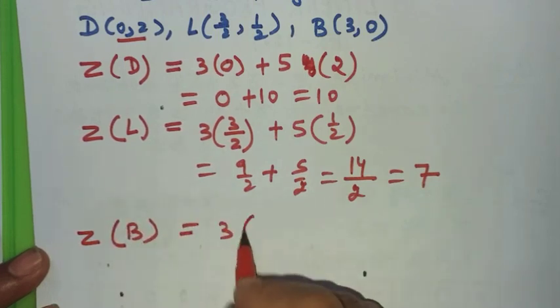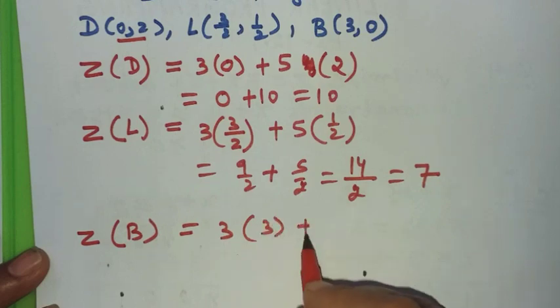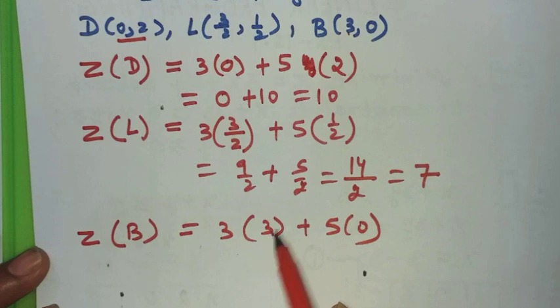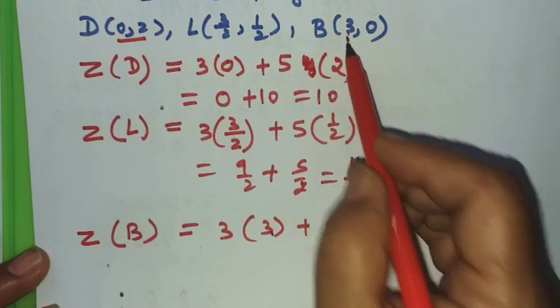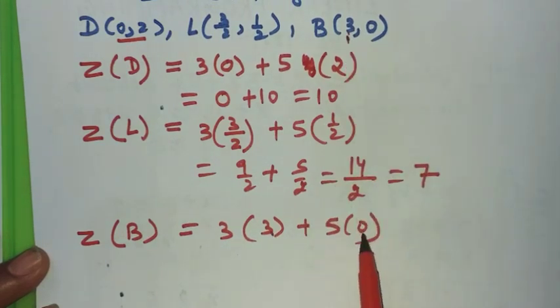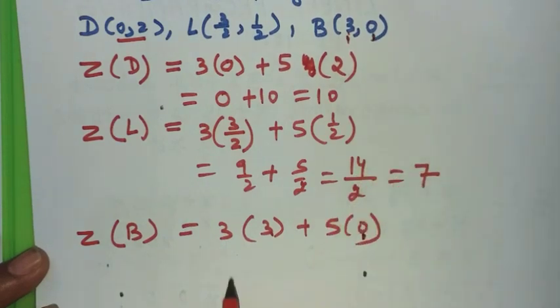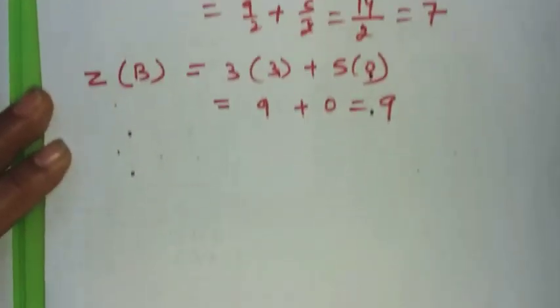Now I put the value of z at the other corner point B. So we have again 3 into x plus 5 into y. In place of x I have written 3, the x coordinate of B, and in place of y I have written 0, the y coordinate of B. So that gives me 9 plus 0, that is 9. So now I can make a table.